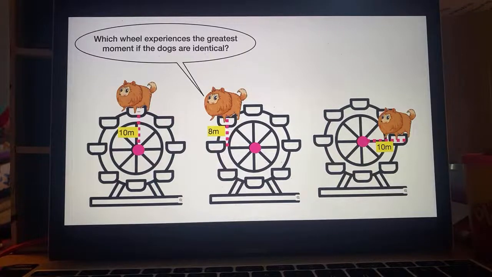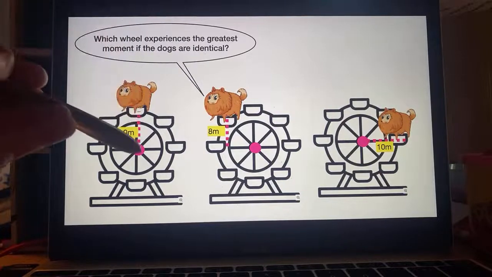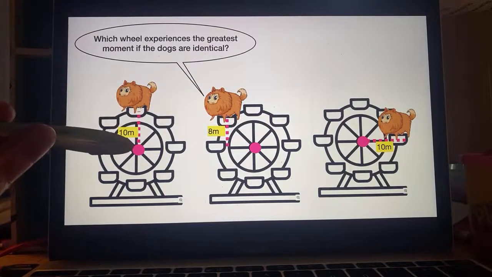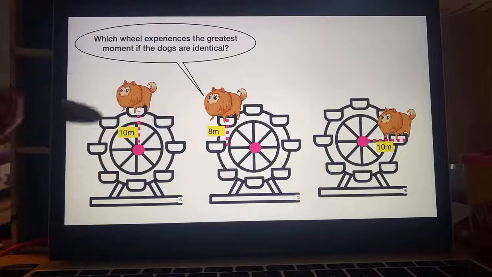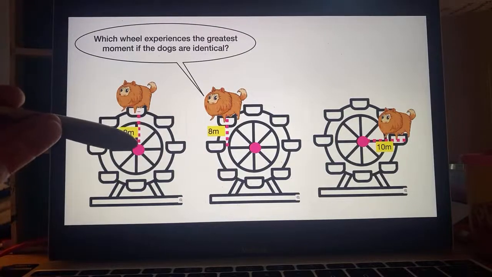You've got Janet playing on a Ferris wheel in 3 different ways. You've got a little Janet on a Ferris wheel and she's in the carriage, which is directly above the pink circle. So the pink circle is the pivot, okay? The Ferris wheel is rotating around the very middle. So that's the pivot point.